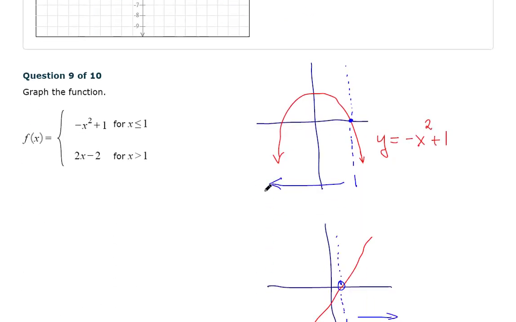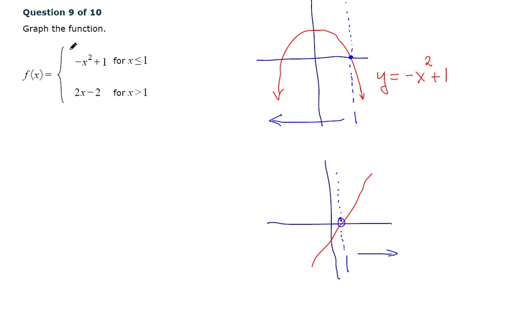Question 9. Let's see, two branches here. I've got a minus x squared plus 1. That's my basic shape that's flipped over. So it's a parabola flipped over and raised up by 1. So you see this top point here is 1. All right, so got that piece. What about this? 2x minus 2. That's a line. Positive slope going up, crossing here at minus 2.